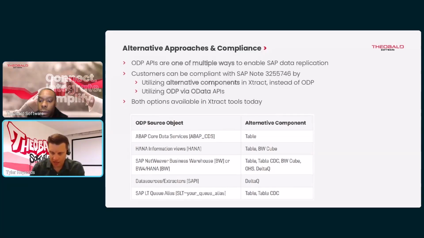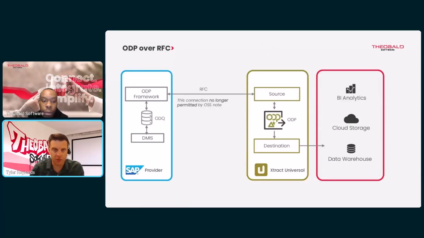But that's a good segue into the next slide, because we'll show exactly how this works from an architectural point of view. So what you see on this slide is the old or previous methodology that SAP is no longer permitting. This is using ODP data sources and going over the RFC protocol. So Brian, can you maybe just explain what's happening here in this architecture for the old way of doing this?